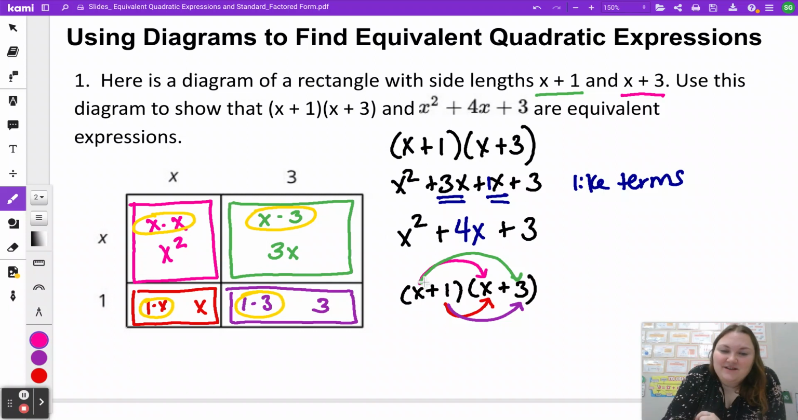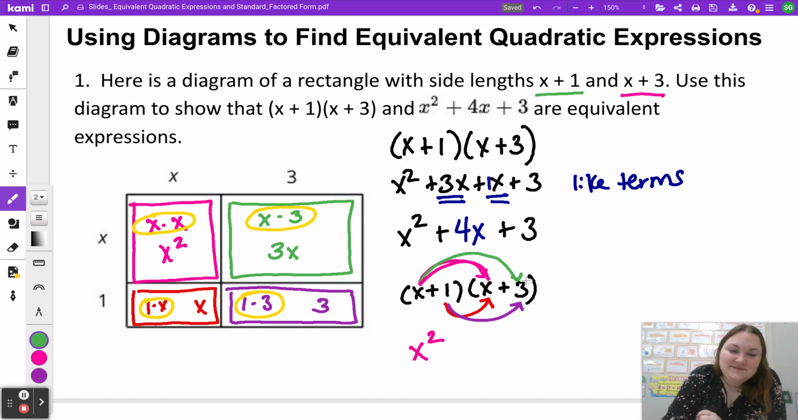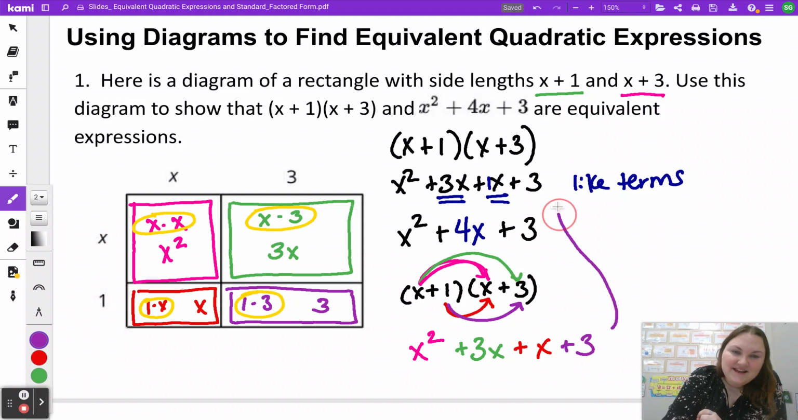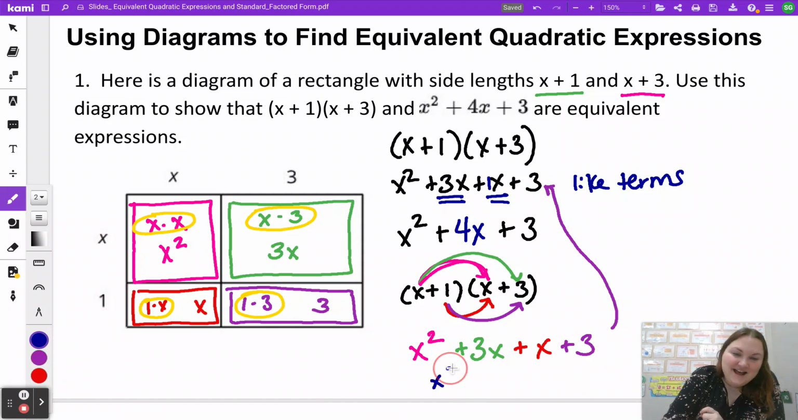If I'm distributing, x times x gives me x squared. Next, we said x times 3 gives me a positive 3x. And then we've got 1 times x gives me 1x, or just x. And then 1 times 3 gives me 3. And just like above, we've got the same thing. So if you distributed it, you would also get the answer x squared plus 4x plus 3.